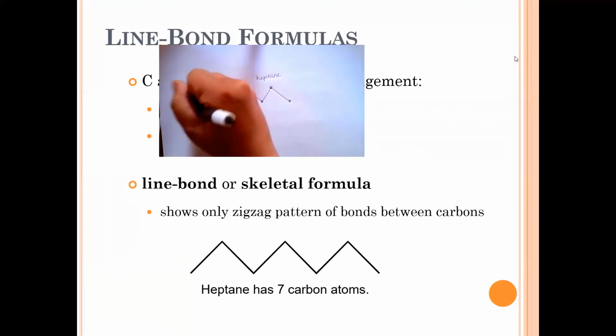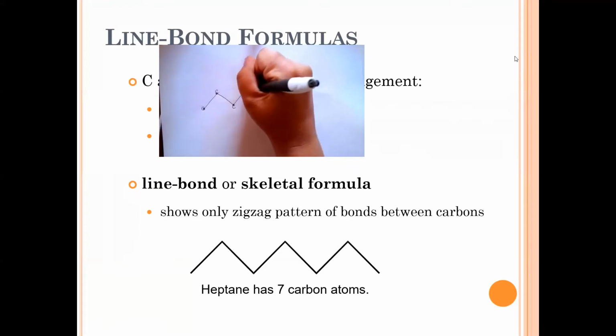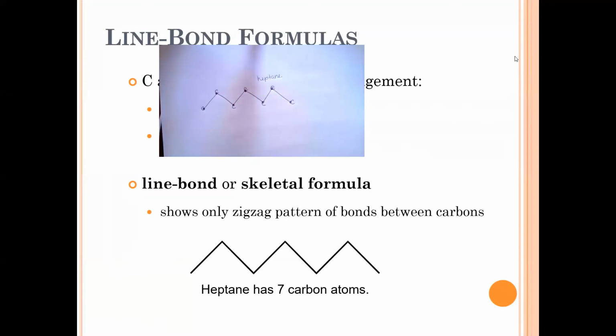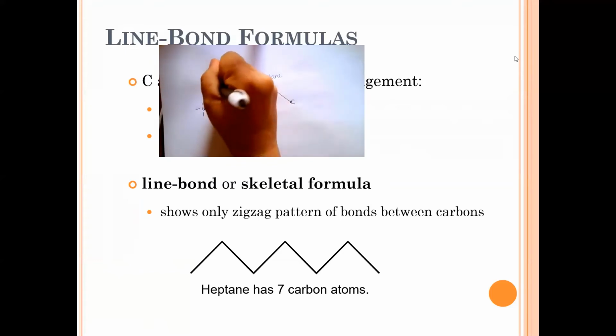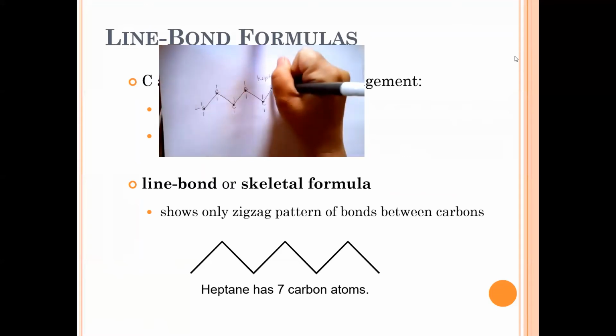What it's really saying is this is a carbon here, here's a carbon, this is a carbon, this is a carbon, this is a carbon, this is a carbon, and this is a carbon. Now, it's up to you to assume that this is saturated, so that on the ends, these are technically CH3s, and everything in the middle are all CH2s.